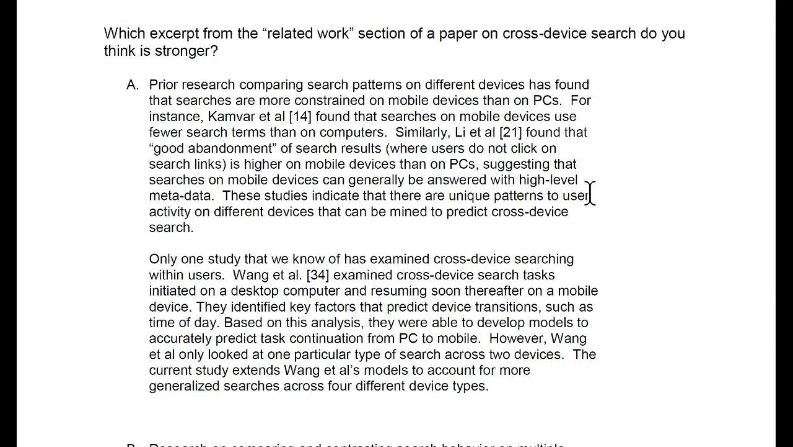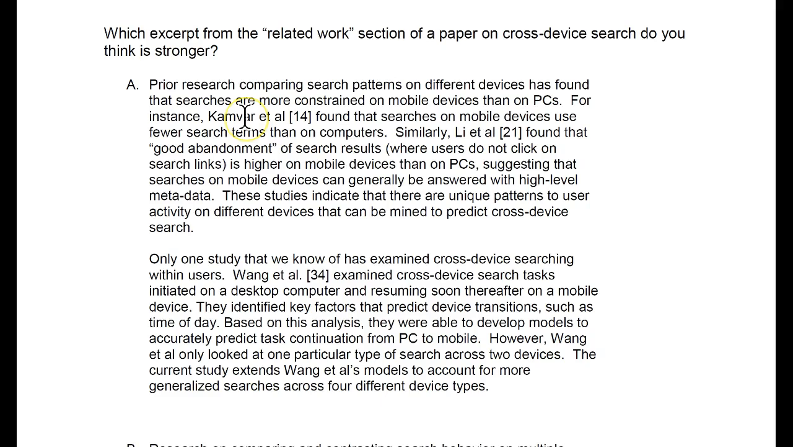Let's walk through this. So version A moves us through the novelty moves a little bit more clearly and really leads up to the current research study. So the first sentence here characterizes a group of studies. It doesn't just jump into an individual study, doesn't get into the details too thickly.